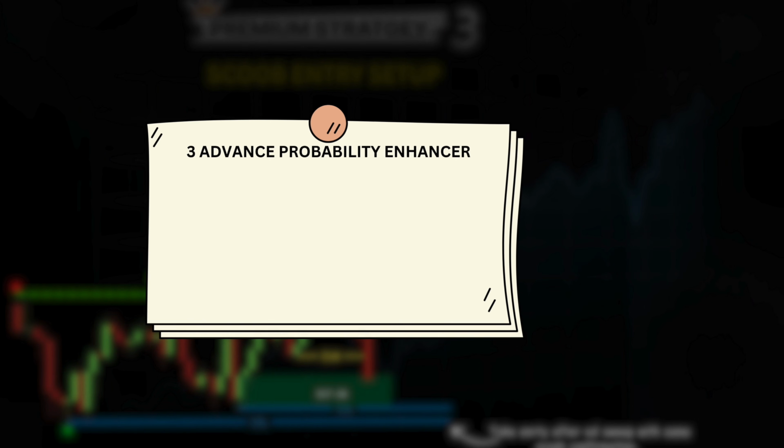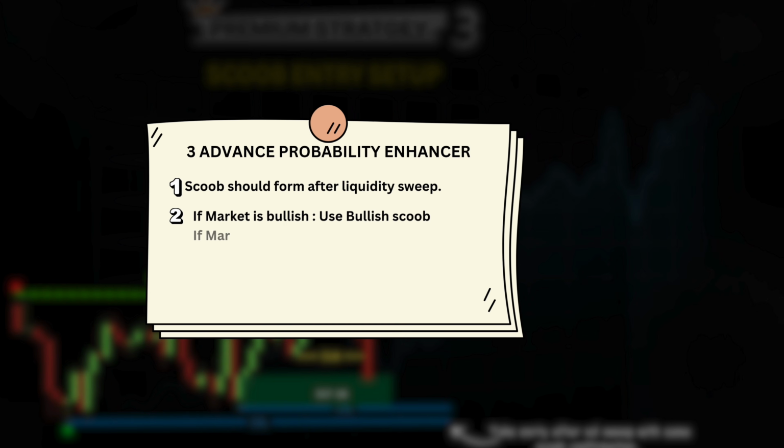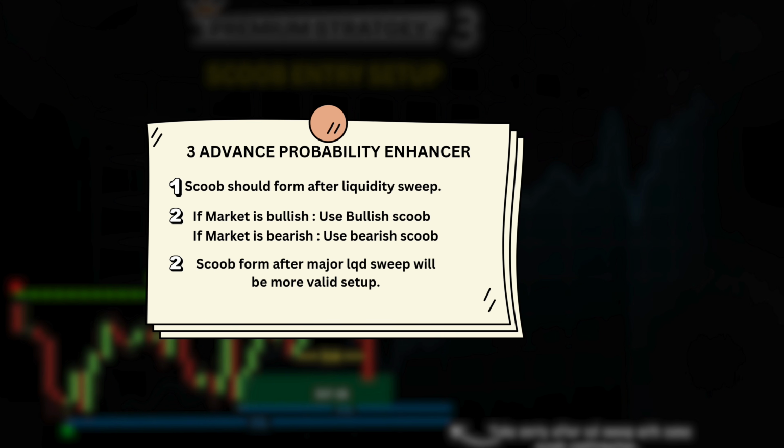Now, I am going to reveal 3 advanced probability enhancers that will boost your accuracy up to 3 times. First, if SCOOB forms after a liquidity sweep, it becomes more valid. Second, if the market is bullish, use bullish SCOOB, and if it's bearish, use bearish SCOOB. Third, if SCOOB forms after a major liquidity sweep, it becomes a high probability setup. Using these 3 concepts, we can identify powerful SCOOB.